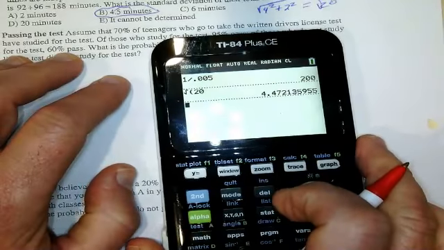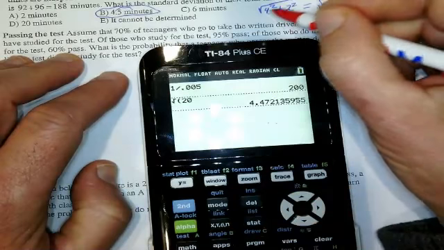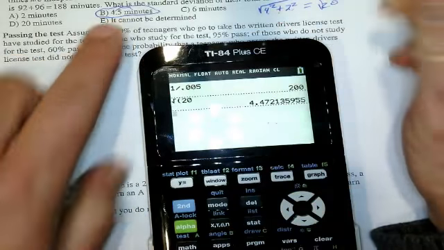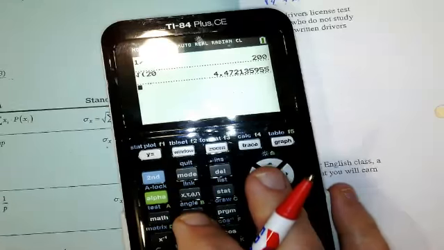Square, add, square root. It's about 4.5 minutes. Okay, that's enough.